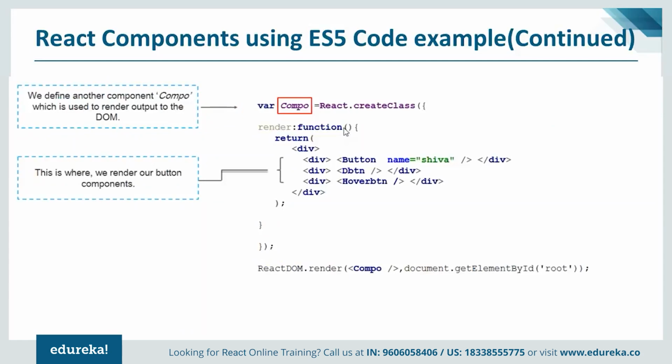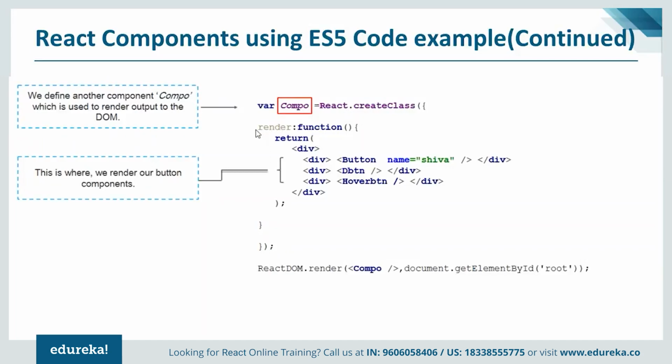And finally, we define another component, which is used to render the output to the DOM. So this is the main component. This is the component which will be used to render the output to the DOM, because the previous three components which we created, the first one was the button, the second was the DButton, and the third one was the hover button. All these three components we are going to use in our main component, which is used to render output to the DOM. So what we are doing over here, let's see. So this is a component. We are creating it using React.createClass, which is ES5 syntax.